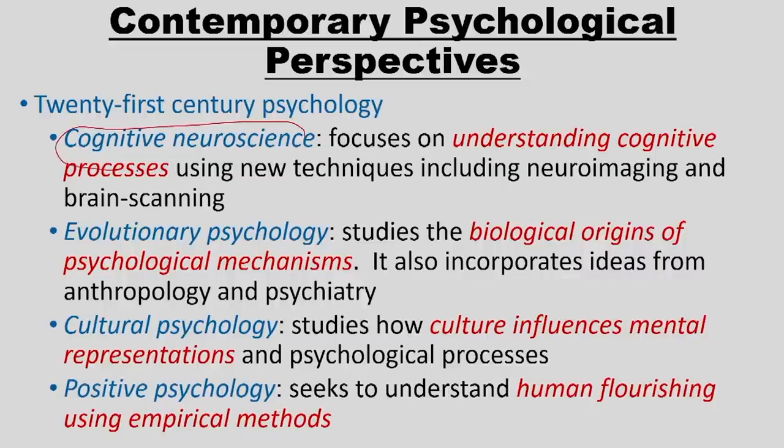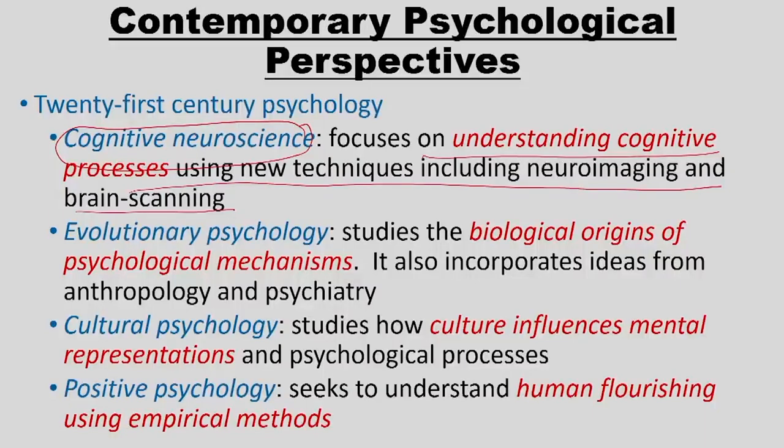One current psychological perspective is called the cognitive neuroscience perspective. And what is the cognitive neuroscience perspective? It focuses on understanding cognitive processing using new techniques, including neuroimaging and brain scanning. This perspective looks at why certain behaviors are done by certain people in terms of brain processes.